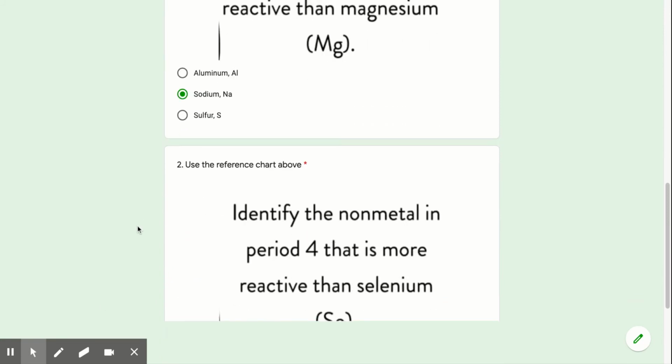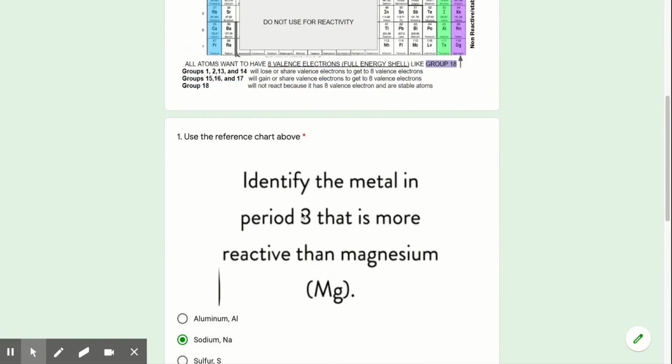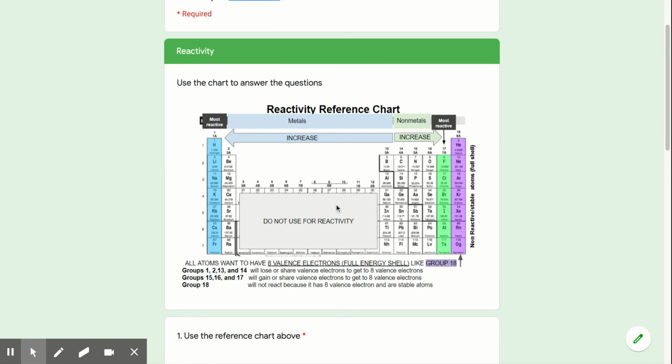Okay. Question number 2. Use the reference chart above. Identify the nonmetal in period 4 that is more reactive than selenium. So we're looking at a nonmetal in period 4 that's more reactive than selenium. So is it bromine, krypton, or germanium? Okay. So in period 4, here's period 4.